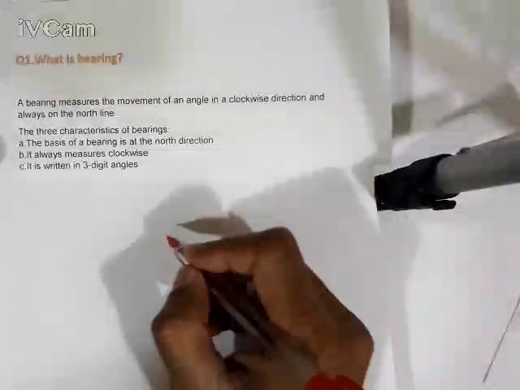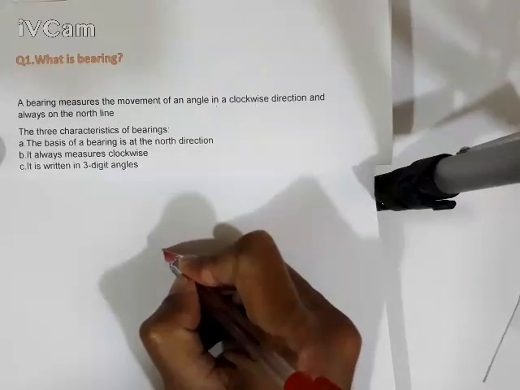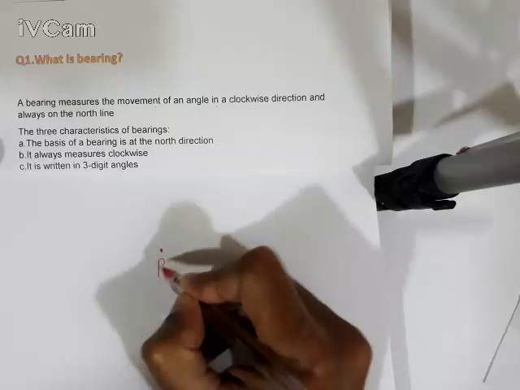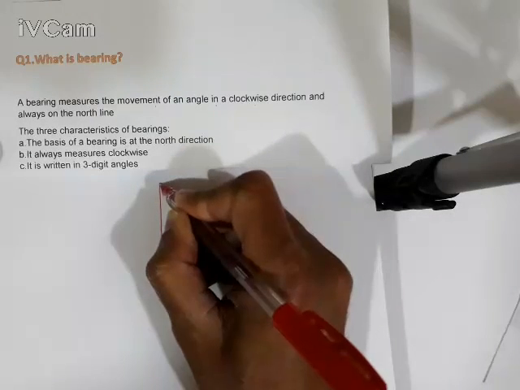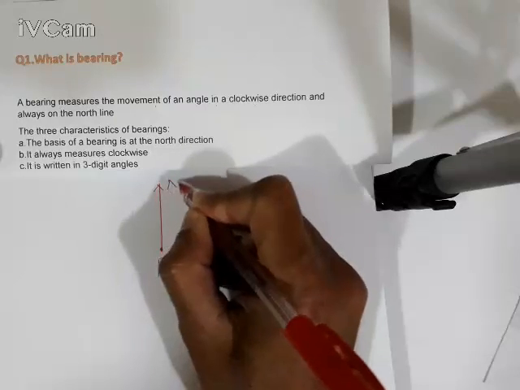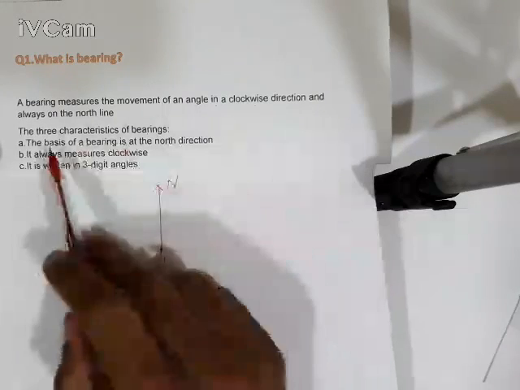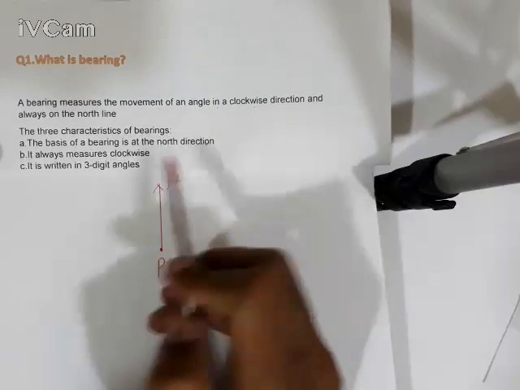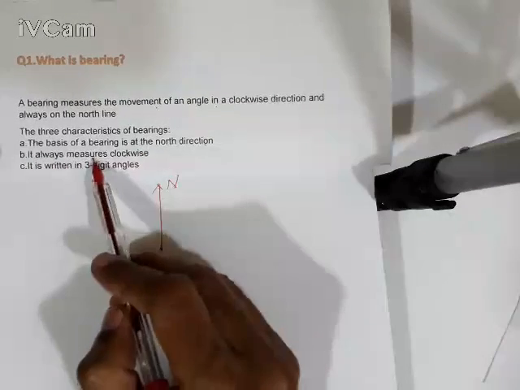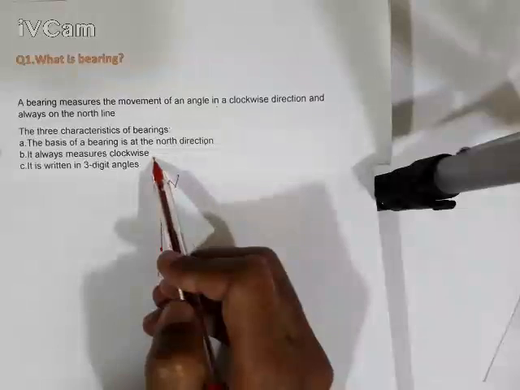So let us suppose you have a point, say P. First of all you have to draw a straight line on the vertical side and write north direction. So the first thing is the basis of a bearing is the north direction. Second, it is always measured in clockwise direction.